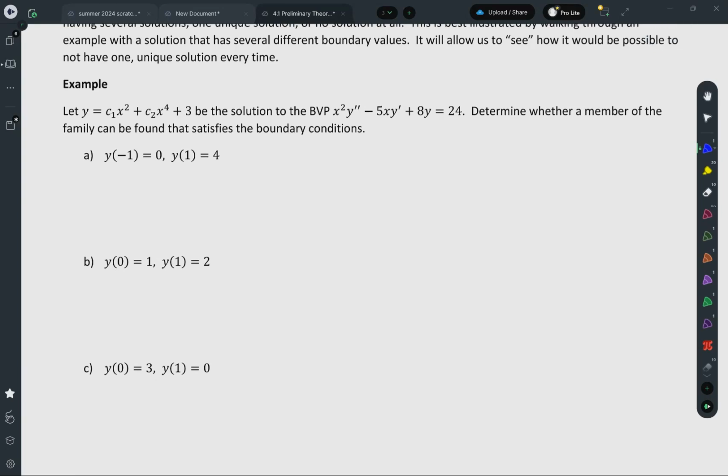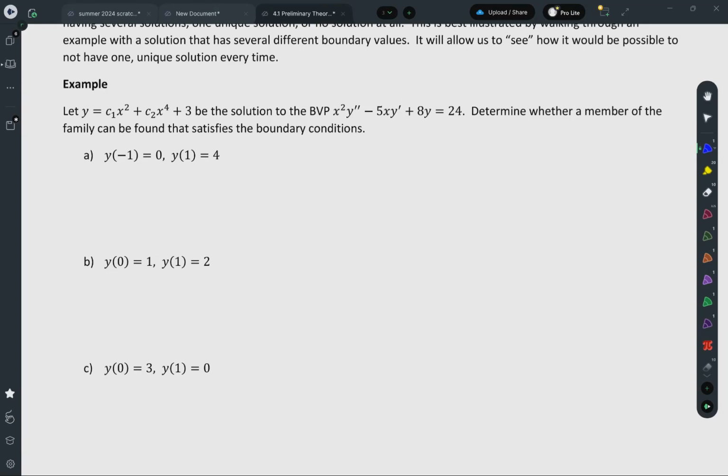So in our particular problem, we let y be c1 x squared plus c2 x to the fourth plus 3 be the solution to the boundary value problem x squared y double prime minus 5x y prime plus 8y is equal to 24.